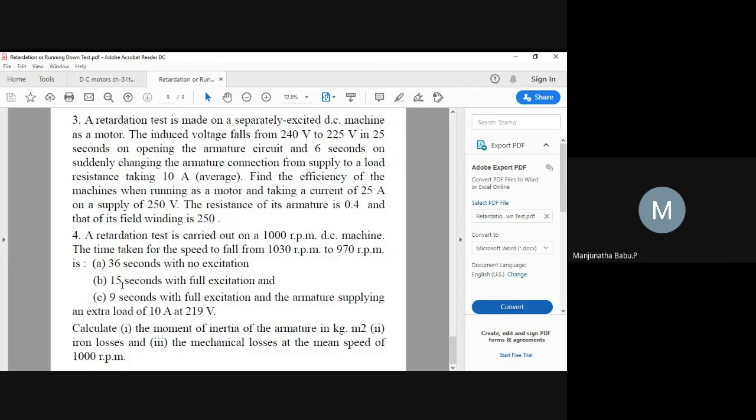Next, for the second condition, 15 seconds with full excitation, both mechanical as well as the iron loss come into consideration, that is stray loss. So Ws is equal to the same, 2 pi by 60 whole square into I into dN by dt. Here dN, the difference with respect to speed, is again 60, and the difference with respect to time is 15 seconds. Got it? Represent that as equation 2.